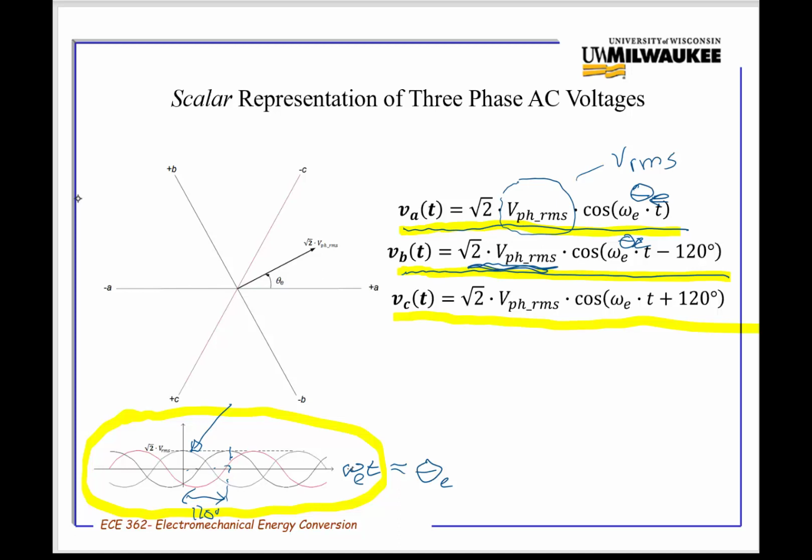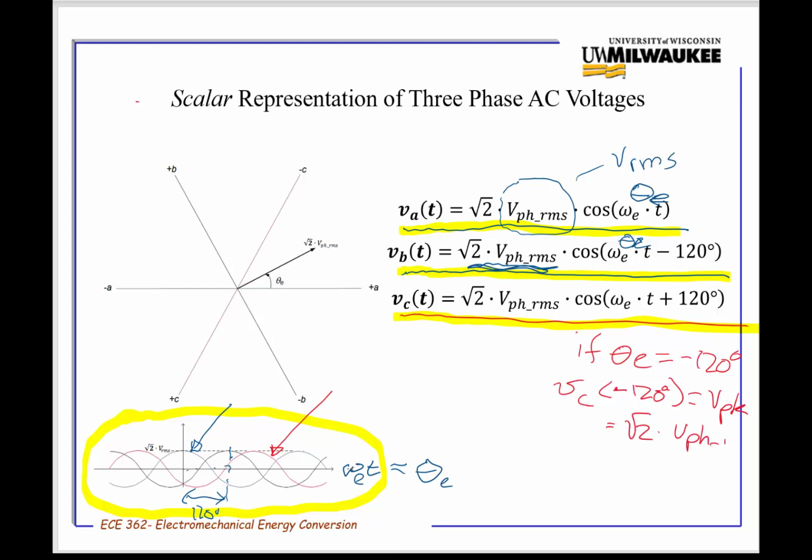This bottom waveform, the red one, is VC. And notice it has a plus 120 degrees. And what it means is that theta e equals negative 120 degrees. VC of negative 120 degrees is going to be equal to the V peak, which is square root of 2 times V phase RMS.